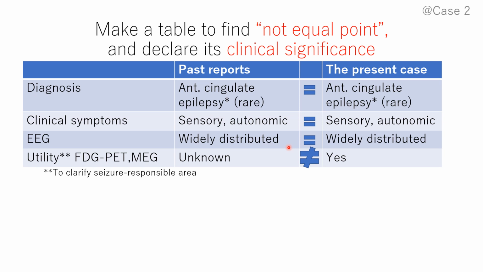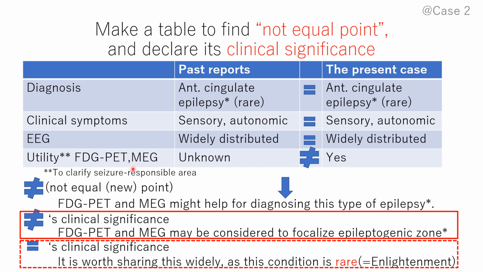But we can find some difference in the utility of FDG PET and MEG findings. In past reports, this utility was unknown. But in the present study, both modalities were effective to focalize the source. So we can put not equal here. From here, in this case, the not-equal point is that FDG PET and MEG might help in diagnosing this type of epilepsy. And its clinical significance is that FDG PET and MEG may be considered to focalize the epileptogenic zone.